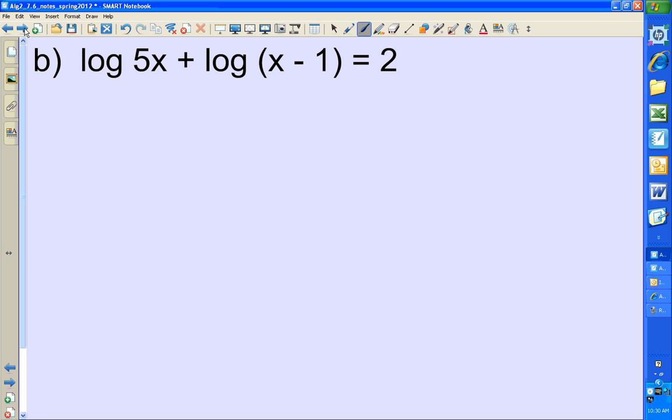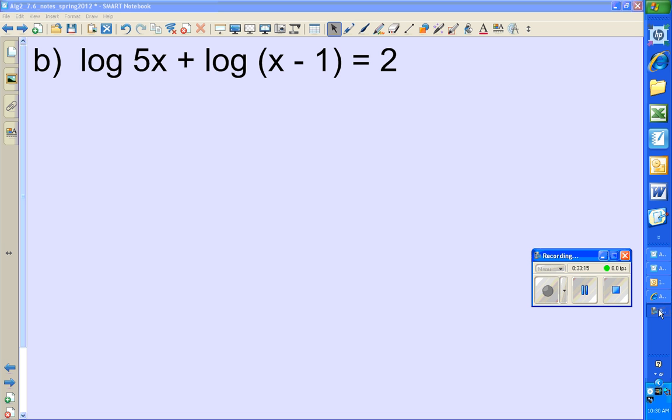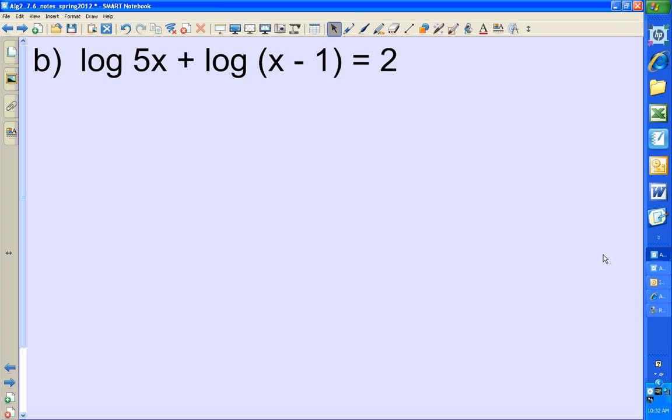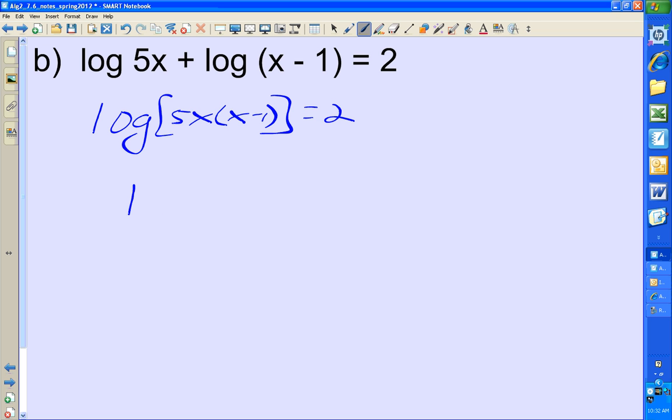Try that one. So first thing, again, product property, log of 5x times x minus 1 is 2. What do we do here? You got to be careful on this one. Base is 10. It's common log. So when we press the button, it's going to become 10 squared and 5x squared minus 5x. So don't say, hey, there's no base. There's a base. It's base 10.